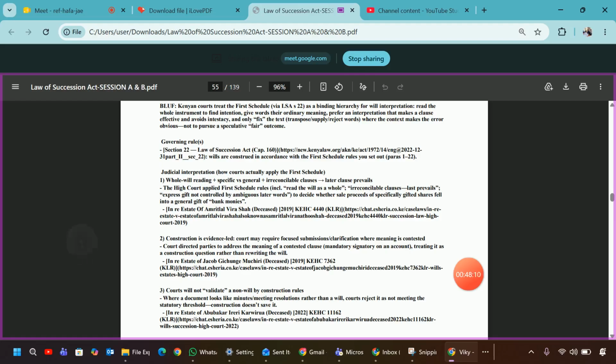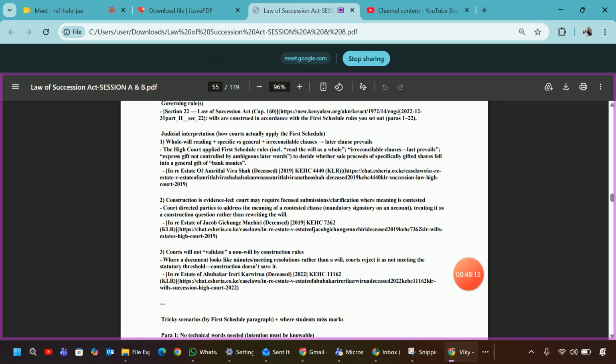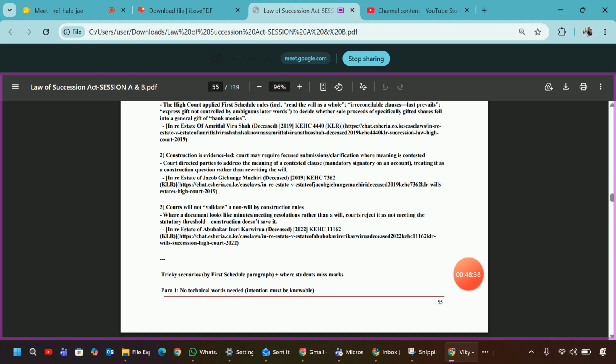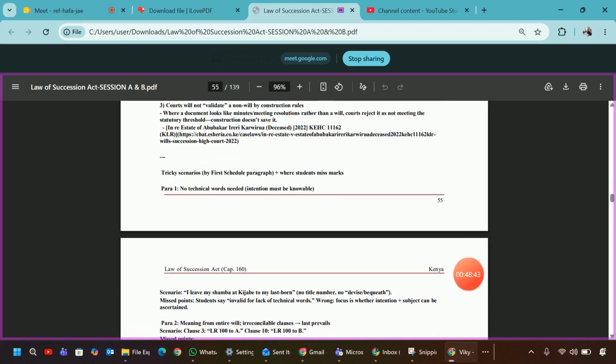Two is that construction is evidence-led. Court may require focused submissions or clarification where meaning is contested. A court directed parties to address the meaning of a contested clause, mandatory signatory on account, treating it as a construction question rather than rewriting the will. This was in the case Jacob Muthunge Mushiri 2019. So courts will not validate an invalid will by construction rules. Where documents look like minutes or meeting resolution rather than a will, courts reject it as not meeting the statutory threshold.